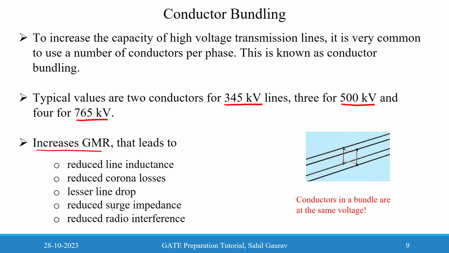This also reduces the surge impedance, because surge impedance is equal to the square root of L divided by C. So it is reducing the line inductance, therefore it is also reducing surge impedance, and it also reduces the radio interference. So bundling of conductors has many advantages.